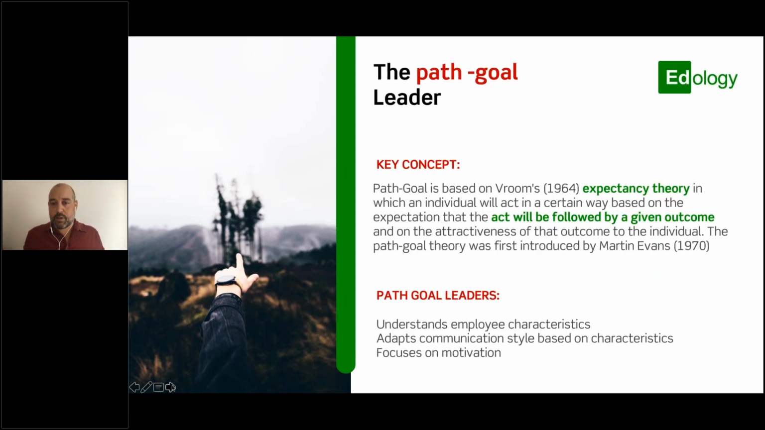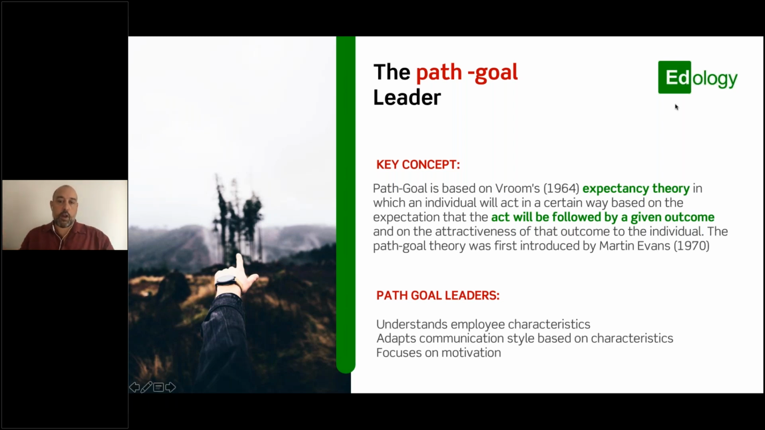We might talk about the typical Steve Jobs or leaders in IT that look to launch, say, a piece of software or something onto the market, and they're looking really at that path goal leadership. It's based on Vroom's expectancy theory: an individual will act in a certain way based on the expectation that the act will be followed by a given outcome. So a path goal leader understands the characteristics of their employees. They understand how they behave, and therefore they can adapt their communication to their employees to set them on the correct path towards that goal.